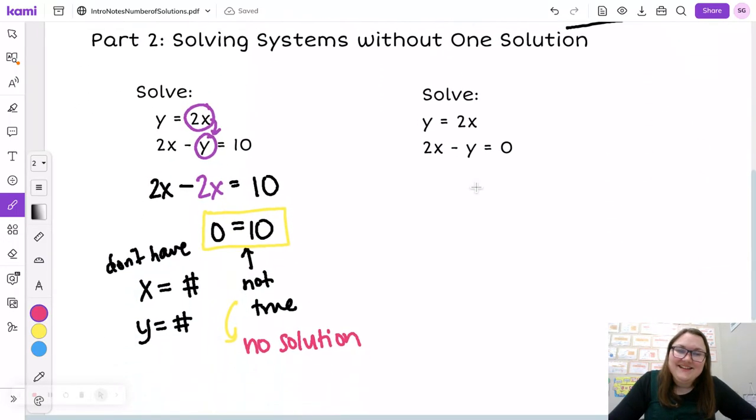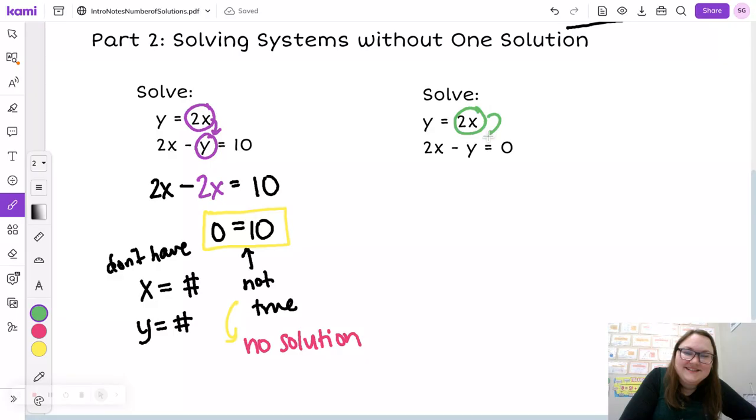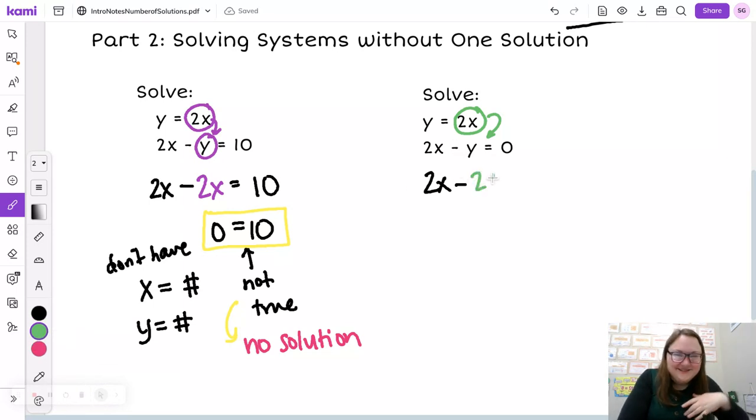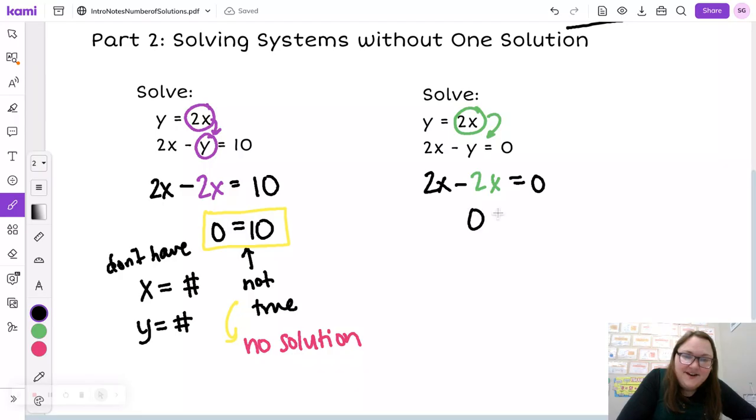There's another possibility. If I were to solve this system here, again, the process would be really similar. y equals 2x, so I could use substitution. I could put 2x here for my y. When we do that, we get 2x minus, here comes the substitution, I take out y and replace it with 2x, and our equation says 2x minus 2x equals 0. When I go to solve this equation, 2x minus 2x is 0, and so I get 0 equals 0. Again, I don't have x equal to a number or y equal to a number, but this time I have something that is true. 0 does equal 0.